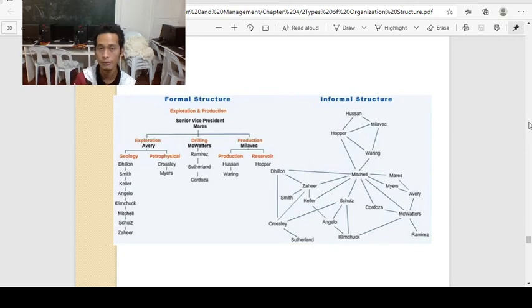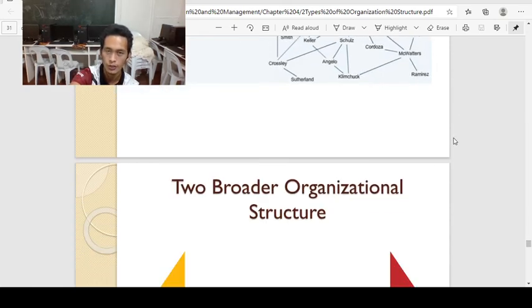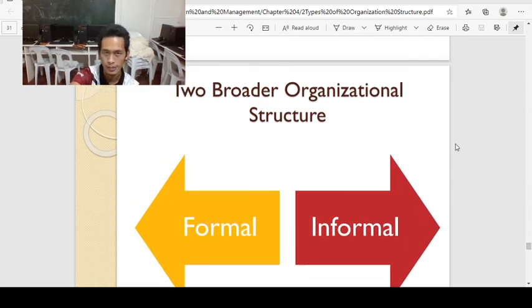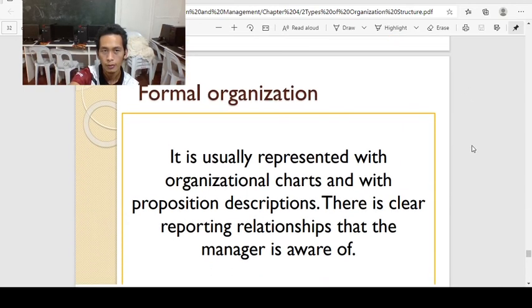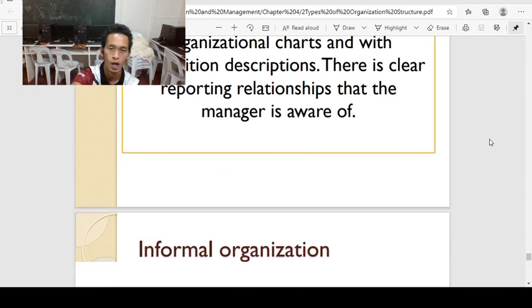What have you observed? In formal structure, it's very clear. The relationship of the employees is very clear. However, in informal structure, the relationship is informal and there is no exact relationship with one another. So you will be confused, who is the boss? Right? Informal structure is usually for a group of friends. There are two broader organizational structures, formal and informal. Formal organization is usually represented by organizational charts and with position descriptions. There is a clear reporting relationship that the manager is aware of.